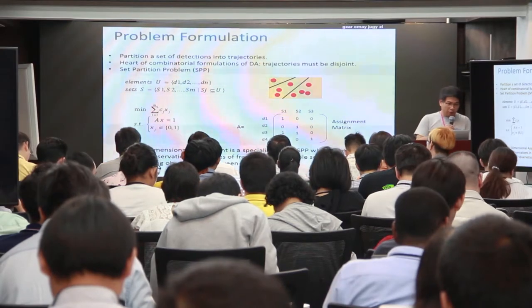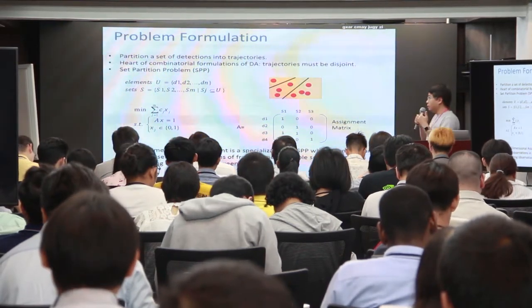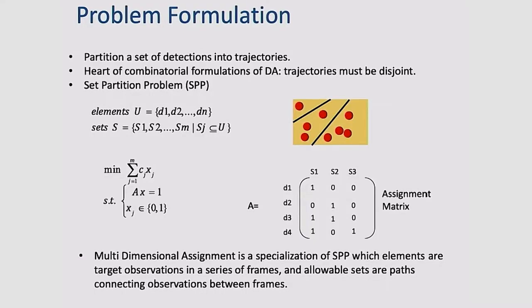Okay, so the problem formulation for assignment, assuming that you already have the cost function. The problem is you have multiple frames, and in each frame you have multiple detections. How do you partition the detections into K tracks, so that each track corresponds to one single object?